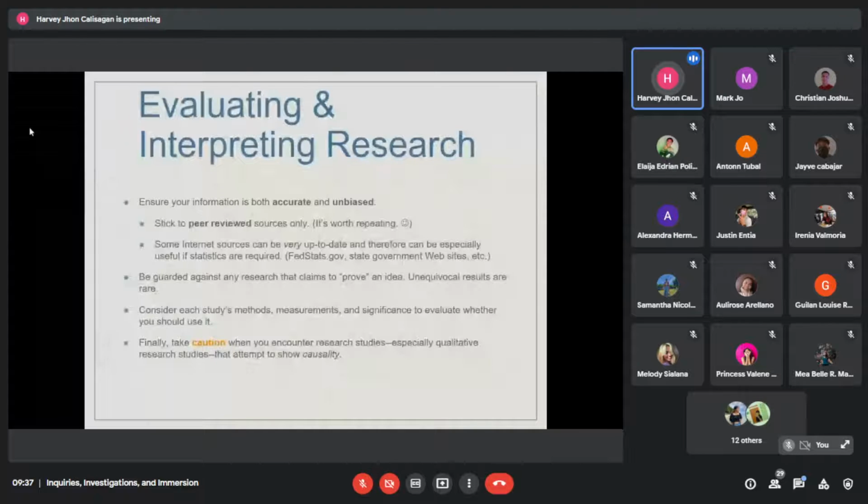So how about evaluating and interpreting your research? Ensure information is both accurate and unbiased. When can you say that your research is accurate and unbiased? Let's have a conversation.